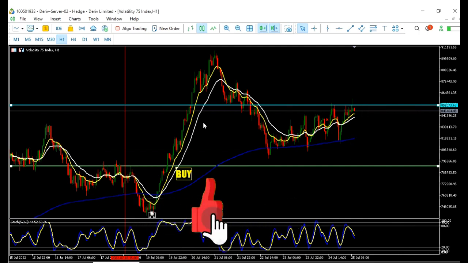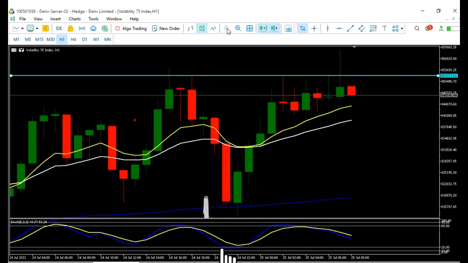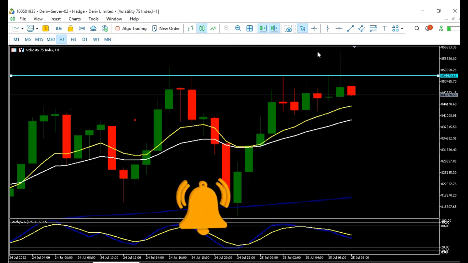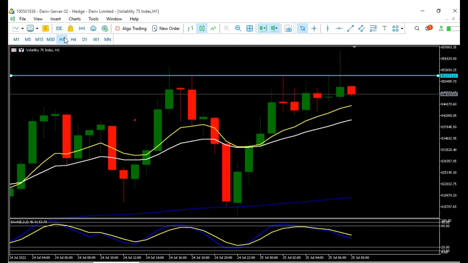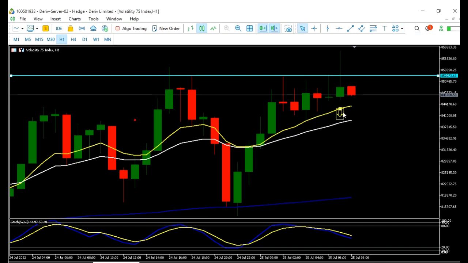Now, how do you trade volatility using this particular strategy? Like here now, this is the 1 hour time frame, and as you use this 1 hour time frame, you discover that a bearish candle just opened, and it opened above this moving average.